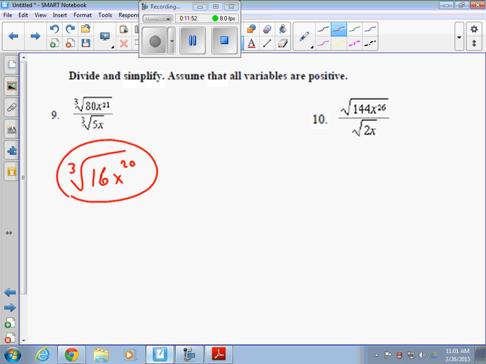And we'll do the same thing with the other one. Divide 144 by 2, and you're going to get 72. So the square root of 72. And again, the same thing with the x's. You do 26 minus 1 to get x to the 25th power.